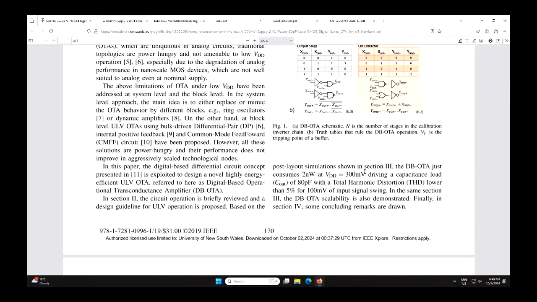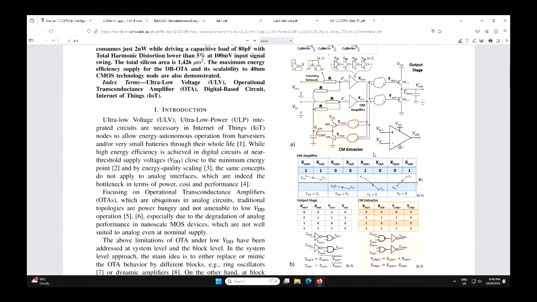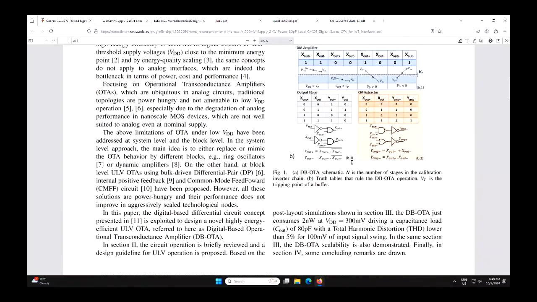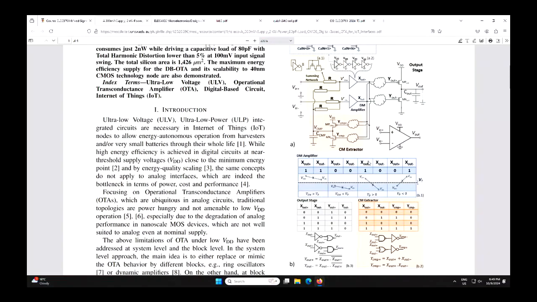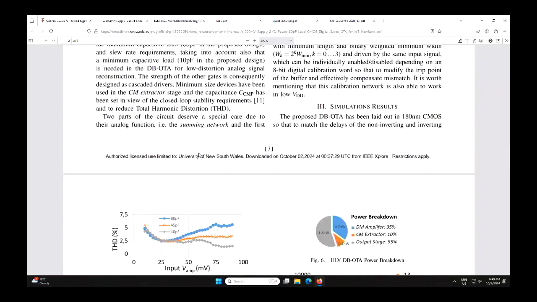Also, that's all I want to talk about these circuits, and then let's move to the simulation results.